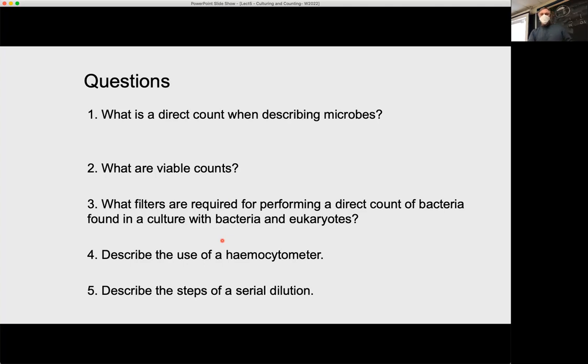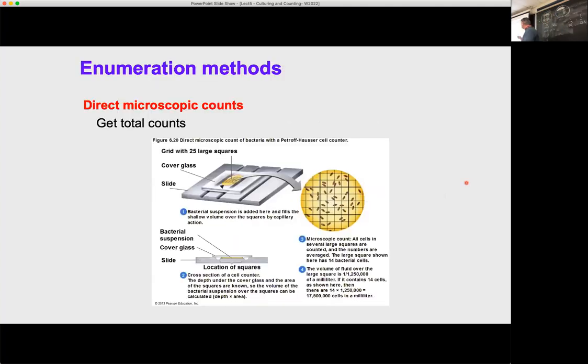I'm not going to get you to describe the hemocytometer or describe the serial dilution. We'll talk about that next week. A hemocytometer is this glass slide that has manufactured lines in it, and based on the grid, you can count the number of microbes in that grid.